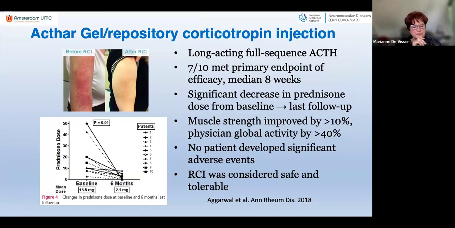Now for something completely different, Rohit Agarwal. You may have noticed that he is a very active physician and scientist. He also performed an open label study with a drug which has long been known, a full sequence long-acting adrenocorticotrope hormone, ACTH, and he administered it to 10 refractory dermatomyositis patients and found improvement, as you can see here, of skin involvement, and also it was possible to taper the prednisone in these patients.